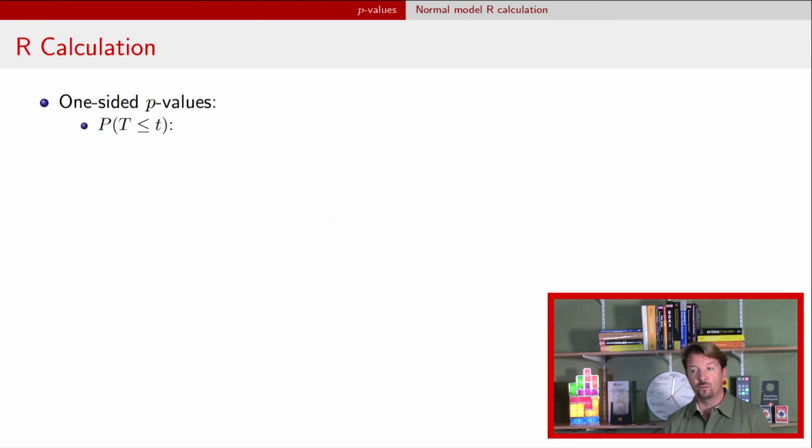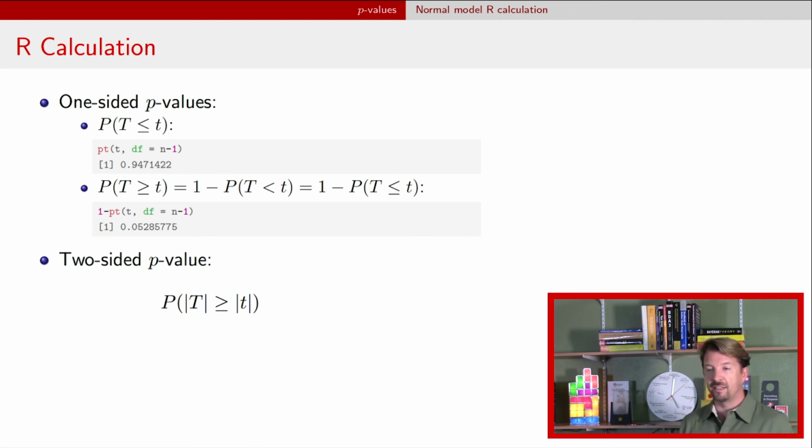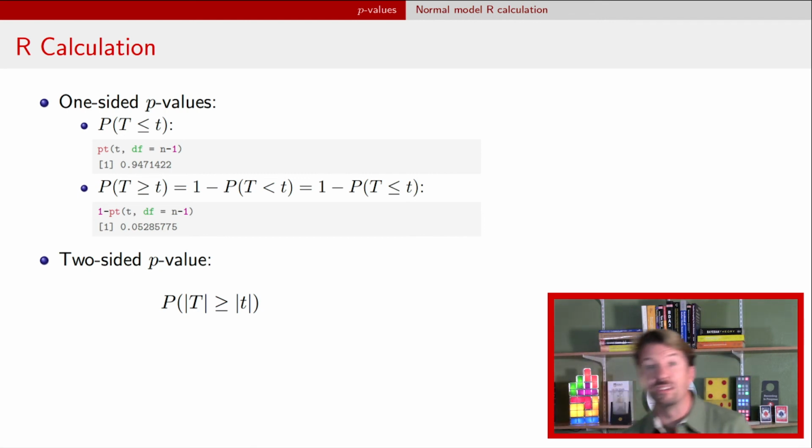Alright, so here's what we're going to do. We're going to calculate the probability that the random t is less than or equal to our observed t, and we find that the value is about 0.95. Now we can calculate the other direction: the probability that t is greater than or equal to the observed t. Doing a little probability manipulation, that's equal to 1 minus the probability that t is less than the observed t. But because a t random variable is continuous, that's equal to 1 minus the probability that capital T is less than or equal to little t. Now we can use the cumulative distribution function and calculate 1 minus that probability, which we find to be about 0.05.